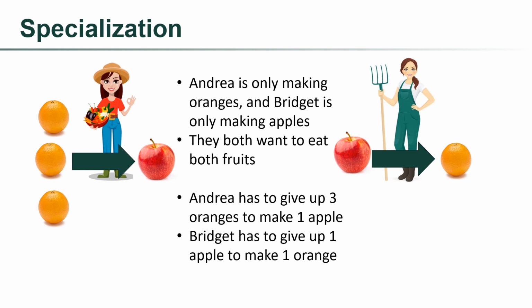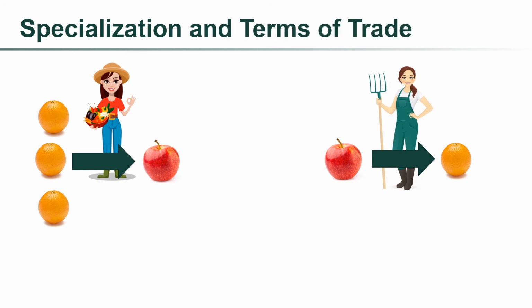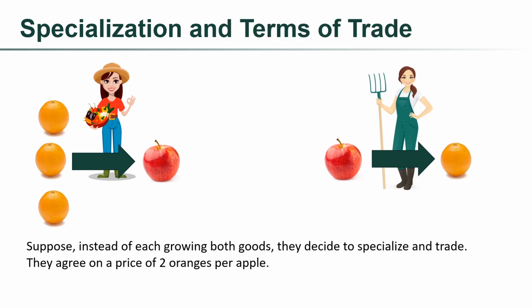Okay. What if instead we get them together? We say, you know what? I have an idea. Rather than one of you switching to grow an apple, one of you switching to grow an orange, what if instead of growing both goods, they decide to specialize and trade? So I'm like, hey, why don't you try trading? Let's see if we can figure out some way to make a trade that makes everyone better. And we'll say they agree on a price of 2 oranges per apple.